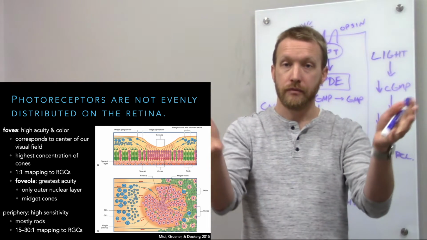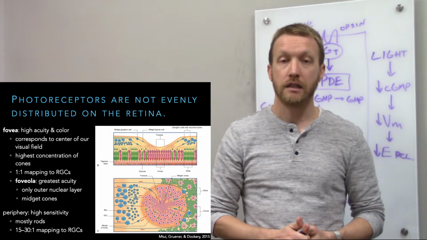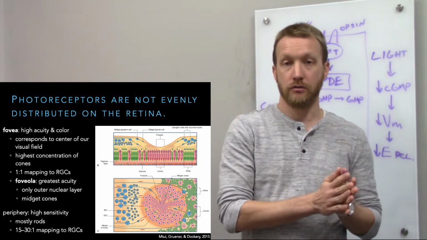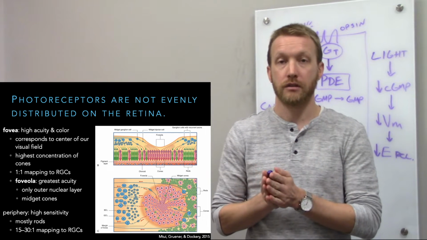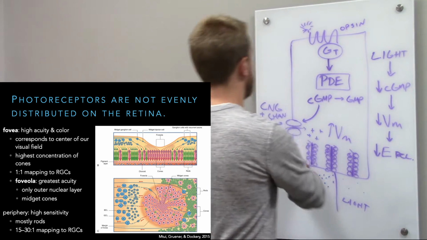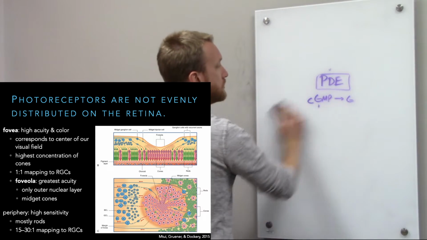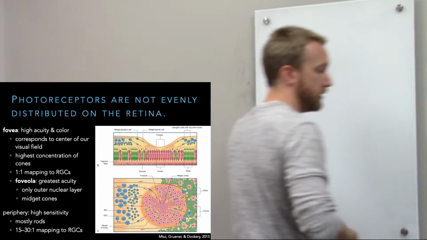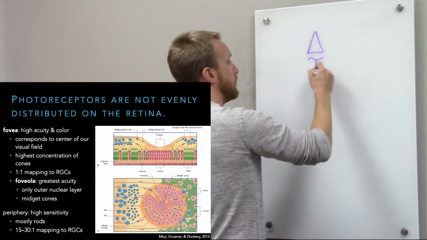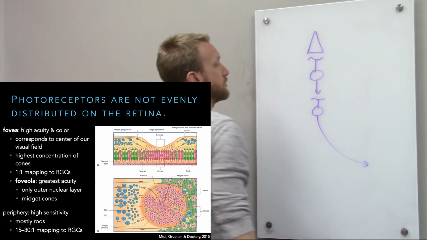In the periphery, we don't have a high concentration of cones. Instead, it's replaced by rods. Now, there's a difference between cones and rods, not only their location, but also their coupling to retinal ganglion cells. Cones, for the most part, are coupled 1-to-1. So we have a cone, some bipolar cell, and then a retinal ganglion cell that'll project away.